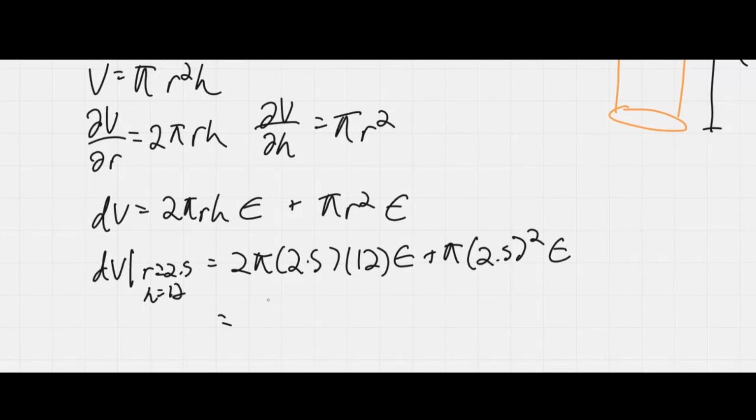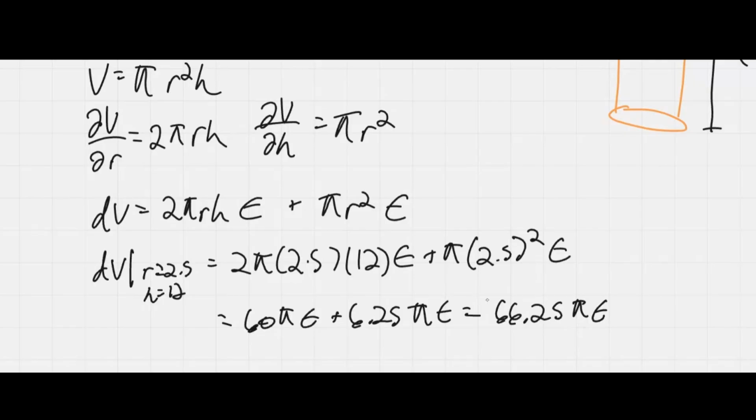This is simple algebra, and so we're going to have 60 pi epsilon plus 6.25 pi epsilon, sorry, I forgot the pi over there, and that's just going to equal 66.25 pi epsilon, as such. And that is going to be our maximum error. So this is the answer to part A.